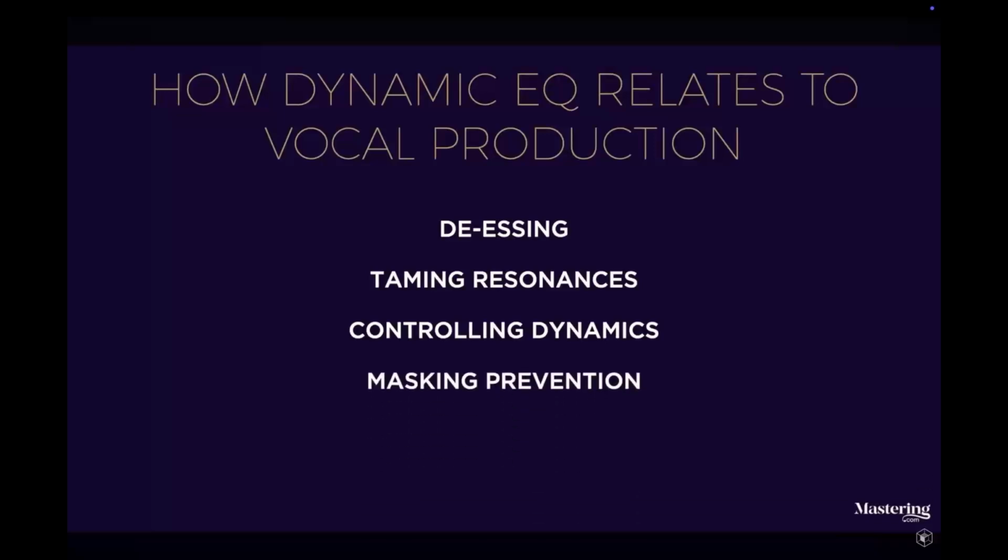Masking prevention. In a dense mix, vocals can get masked by other instruments or frequencies, affecting clarity. Dynamic EQ can help by automatically adjusting the vocal frequencies in real time to ensure they remain audible and prominent, even in busy arrangements. Overall, dynamic EQ provides a flexible and precise tool for addressing specific issues in vocal recordings while maintaining the naturalness and transparency of the original performance. It's an invaluable asset in the vocal producer's toolkit for achieving polished and professional vocal mixes.